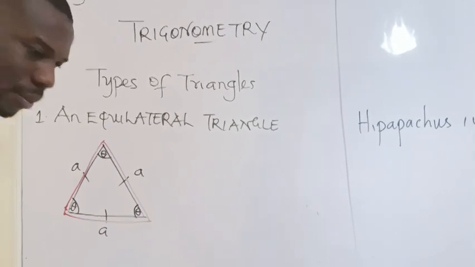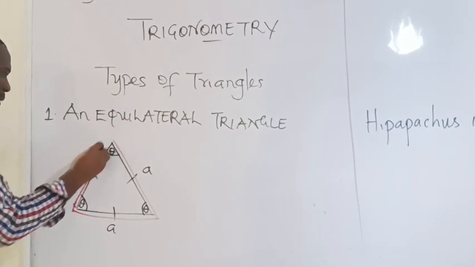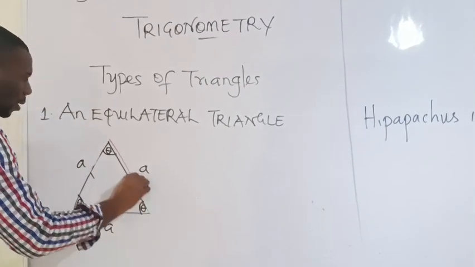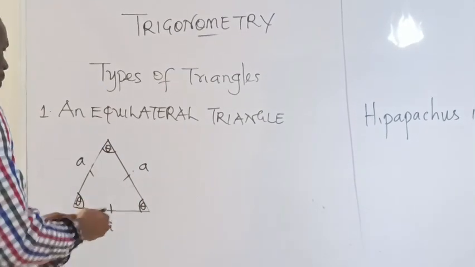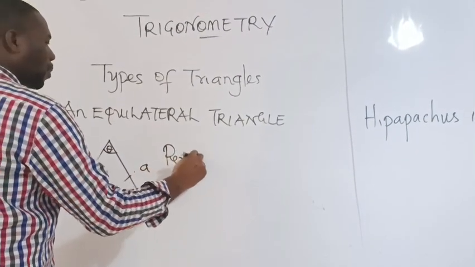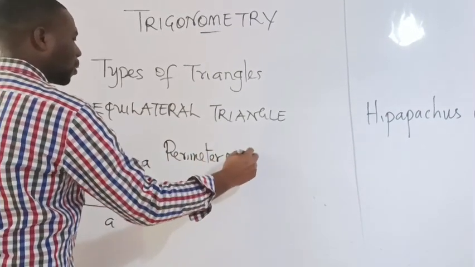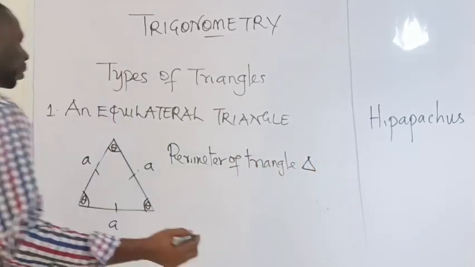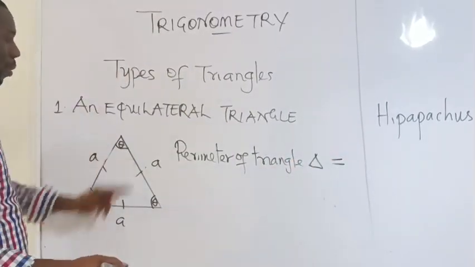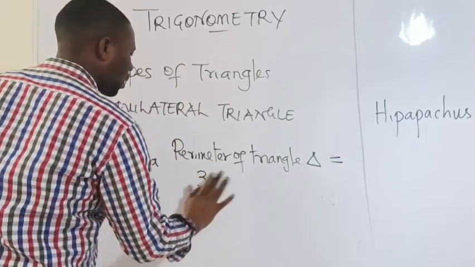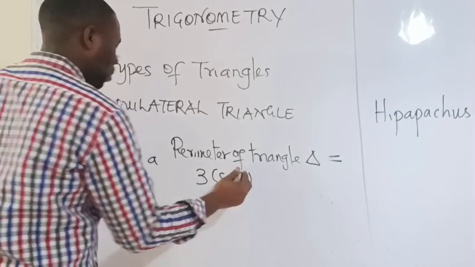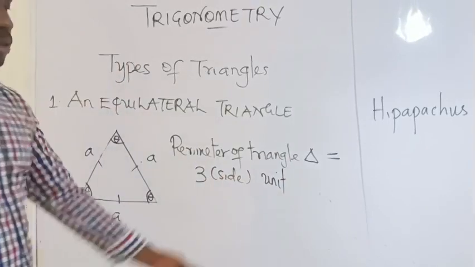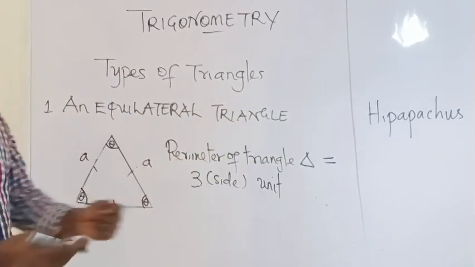Now the area of an equilateral triangle. Let me talk about the area of an equilateral triangle. So in this case, the perimeter of the triangle, which has this shape, is a plus a plus a, and that gives 3 times its side. And of course, this would be in any units you prefer. This could have been in centimeter, meter, millimeter, and what have you.